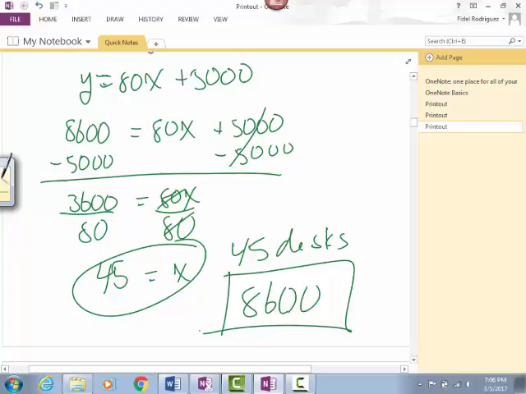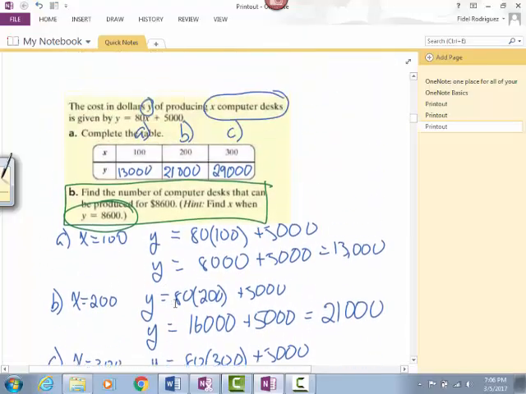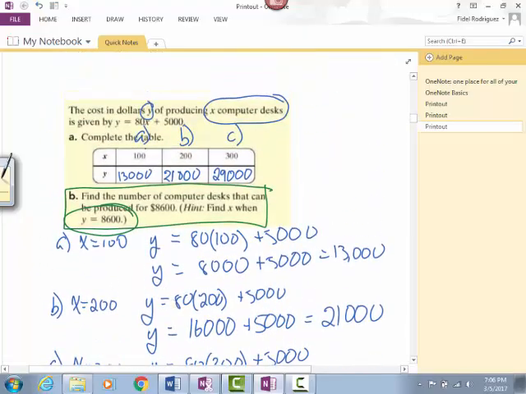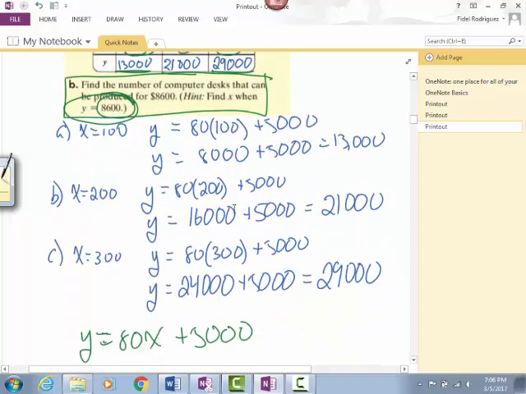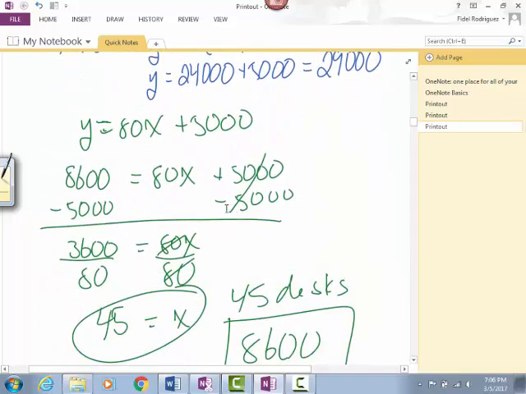And to sort of recap, if you look at the problem before, when we made 100 desks, it cost us 13,000. When we made 200 desks, it cost us 21,000. When we made 300 desks, it cost us 29,000. If you look at how much money we have now, we only have 8,600. That's less than 13,000. So that's telling me that the number I should be coming up with should be less than 100, and it was. We came up with 45.